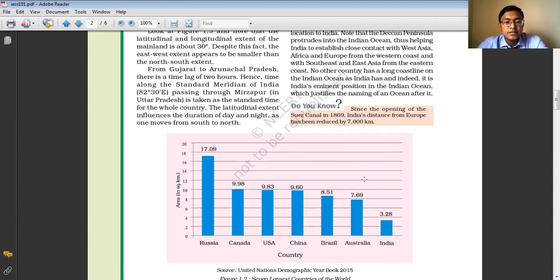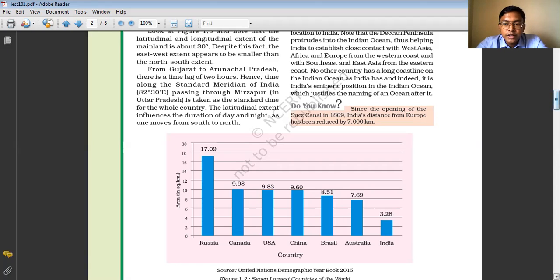Okay. So here you can see this bar diagram which shows the size of different countries and their position. Russia is the largest country in the world, around 17.09 million square kilometers. Canada holds the 2nd position, followed by the USA. China holds the 4th position in terms of area. Brazil holds the 5th position, Australia is at the 6th, and India at the 7th position in terms of size. So these are the top 7 countries in terms of size.